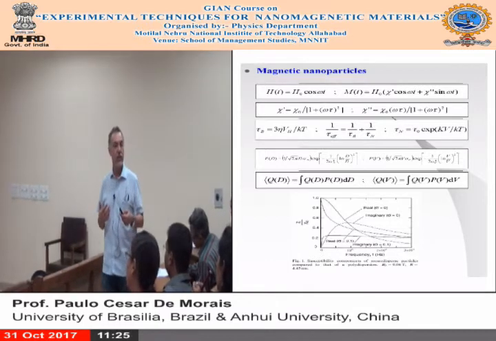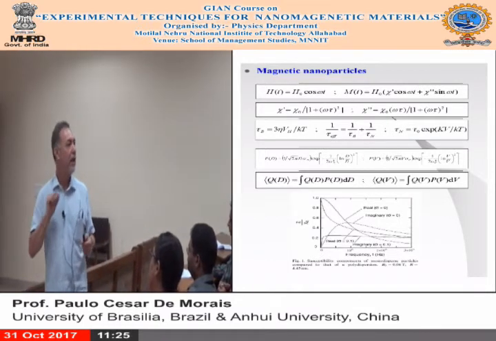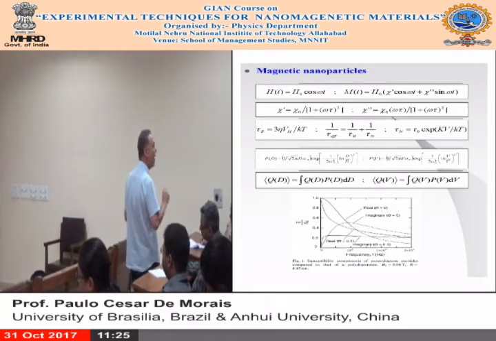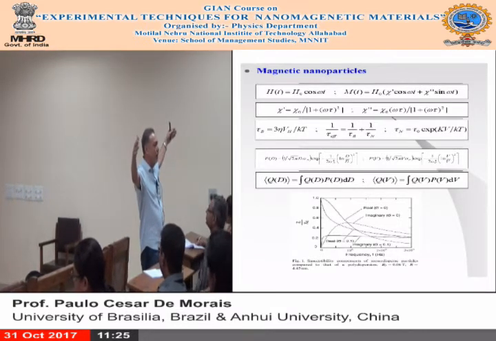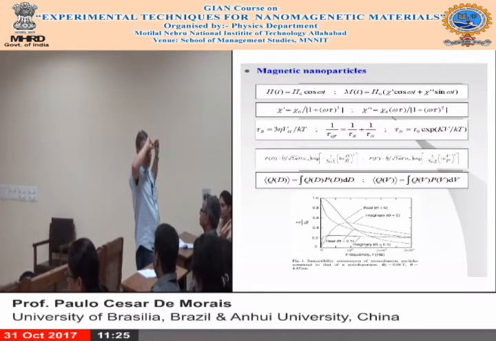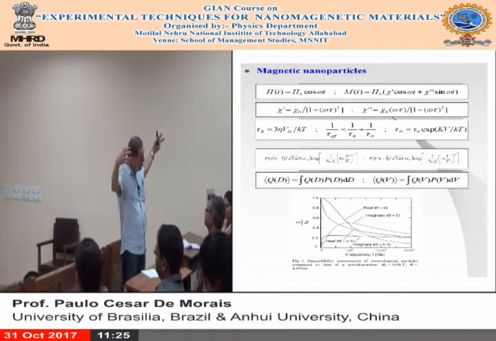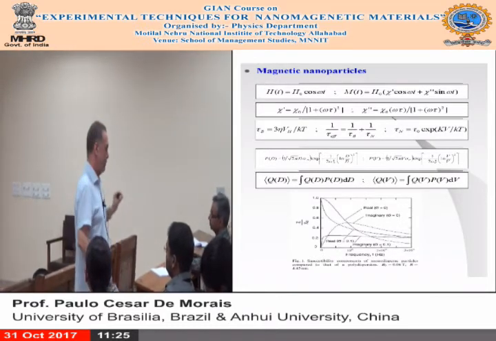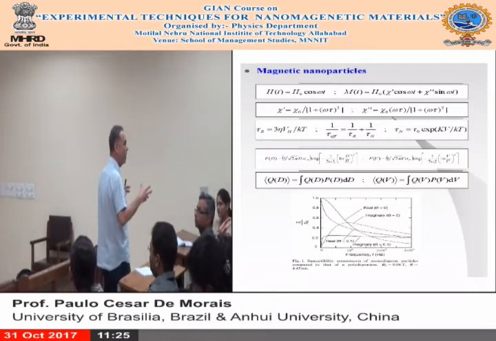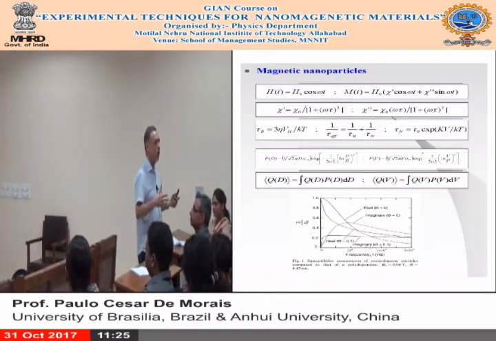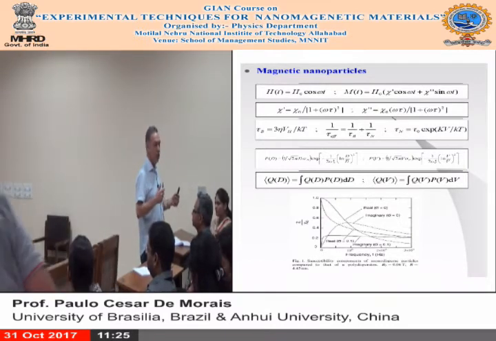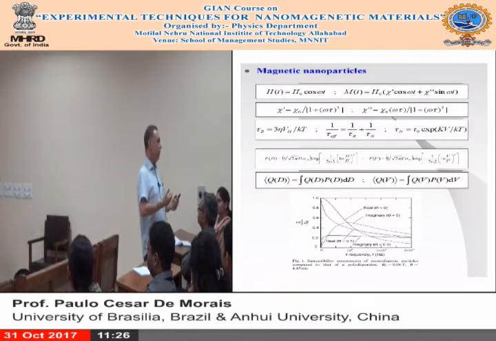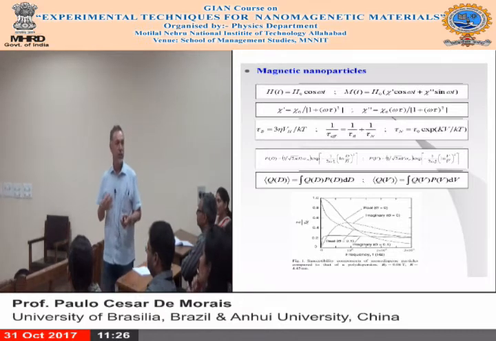So the Néel relaxation time scale is nanoseconds, and Brownian relaxation is microseconds. So they are far apart, three orders of magnitude. But they come together at the same time. If you have a liquid in which magnetic nanoparticles are suspended, this liquid is called a magnetic fluid. So both relaxation processes take place at the same time. And then you need to write the effective relaxation time.